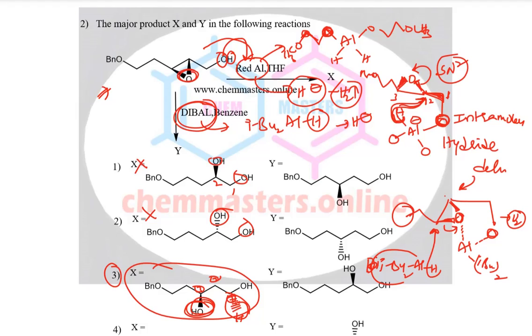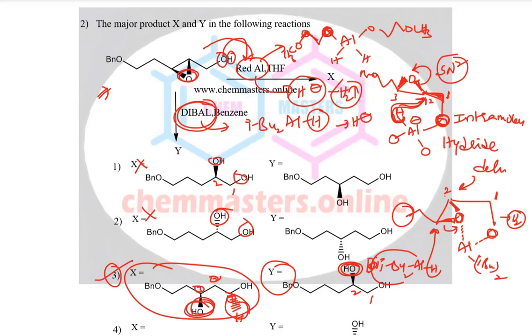In this case you can see 1 and 2. So two hydroxy groups must be at 1, 2 positions only, and due to the presence of the epoxy group above the plane, the epoxy hydroxy group should be above the plane. You can see 1, 2 and the epoxy hydroxy group above the plane. So the Y product comes from that DIBAL. So option 3 is the correct answer.